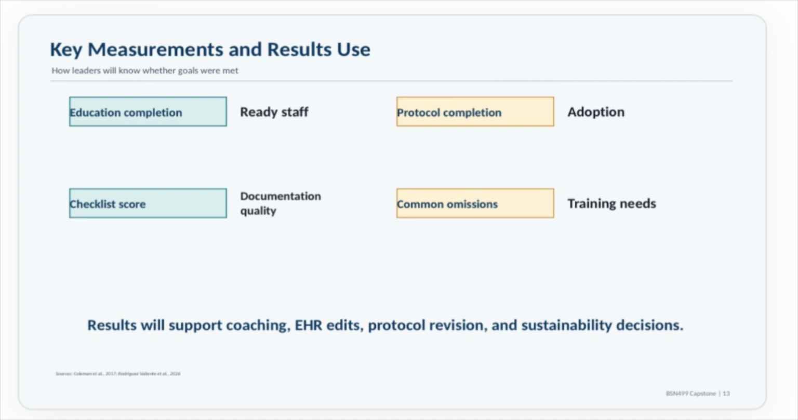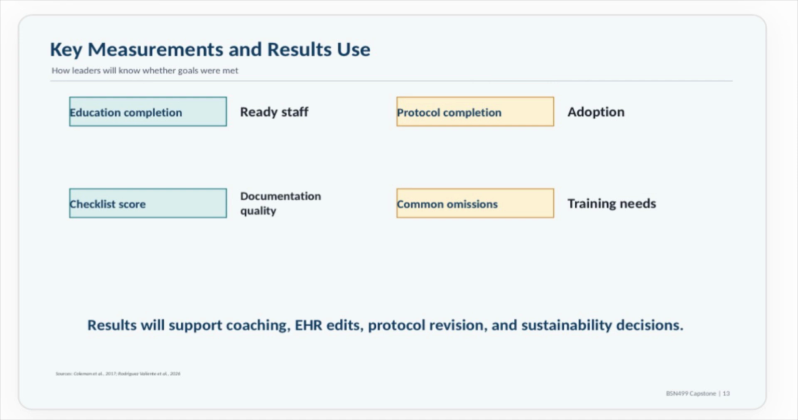Slide 14. Key measurements and results used. The project will use 3 major measurements. Staff readiness will be measured by education completeness, the post-test score of at least 90%, and successful competency validation. Protocol adoption will be measured by the percentage of eligible charts containing the completed standardized assessment. Documentation quality will be measured by the mean audit checklist score and the frequency of missing assessment elements. The result will be used to improve the process rather than punish staff.